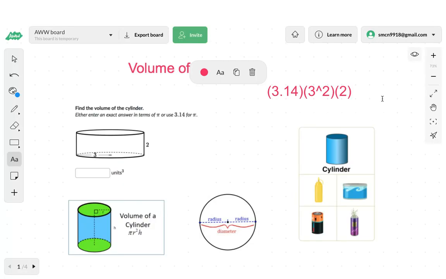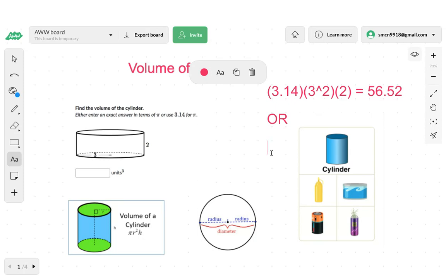Let's write that in. It's 56.52. Or. So I'm going to put or. It's asking, you can either put this answer, 56.52, or you can put it in terms of pi. And what that means is that you're not multiplying with pi. So you're just putting it to the side, and you're just going to multiply 9 and 2.